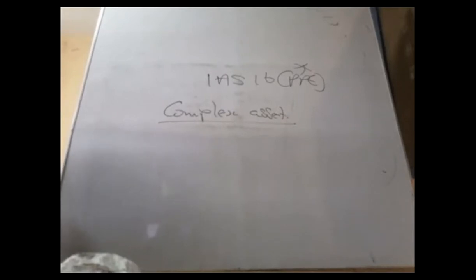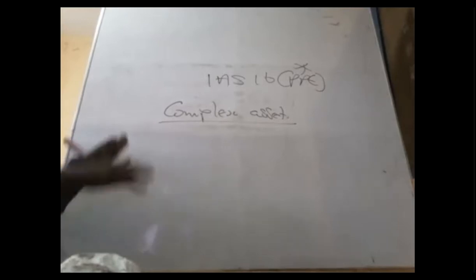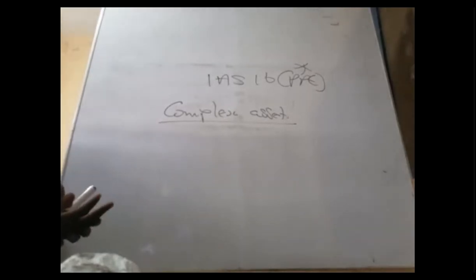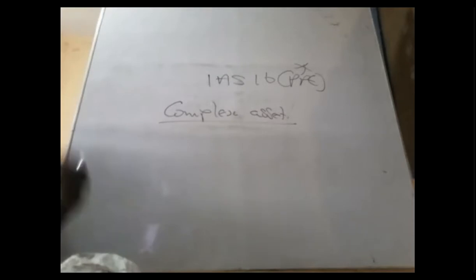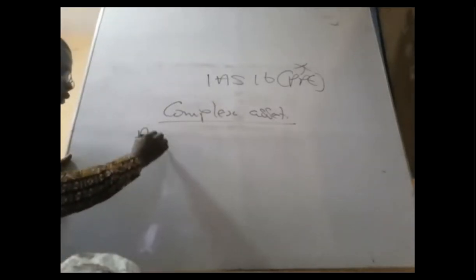So complex assets are assets that have components or parts such that each of the parts has a different useful life. How do you treat them in the books, especially the measurement? So let's give an example of a complex asset. Let's say an airplane, for example, an aircraft.